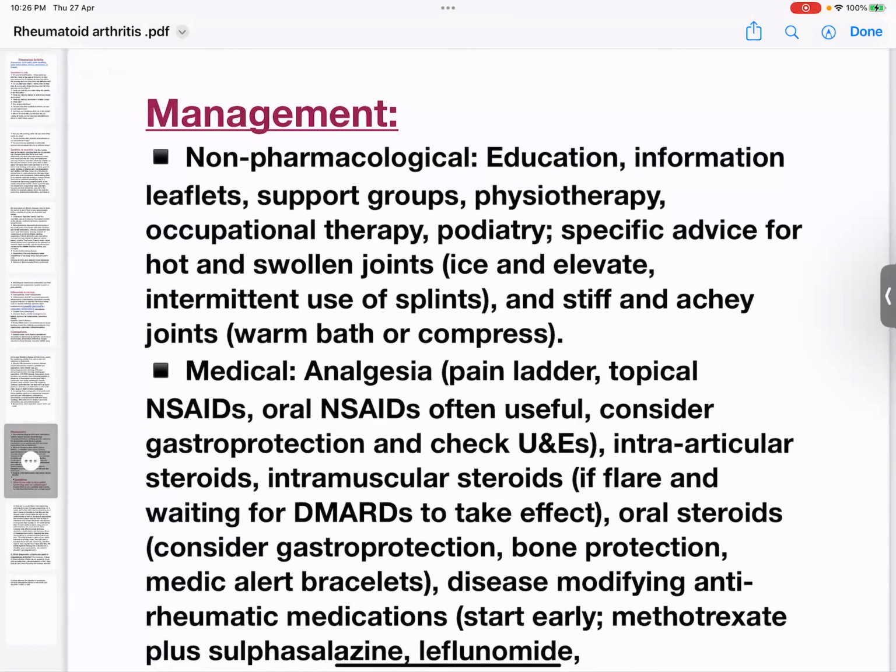Management, non-pharmacological: education, information, support group, physiotherapy, occupational therapy, social worker, podiatry, and specific advice for hot and swollen joints: rest and elevate.